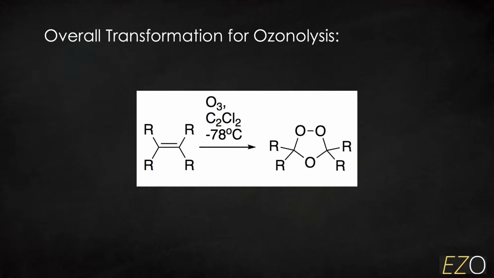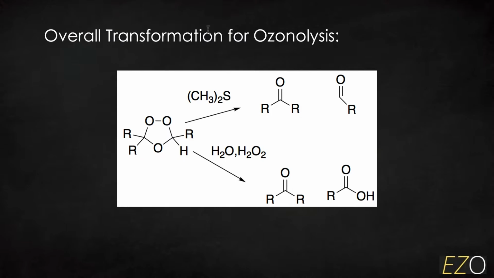So the overall transformation for ozonolysis happens in two parts. This is the first part, where the alkene is transformed into this oxygen-bearing intermediate by the use of ozone, as well as CH2Cl2, and a very low temperature in order to create this process.